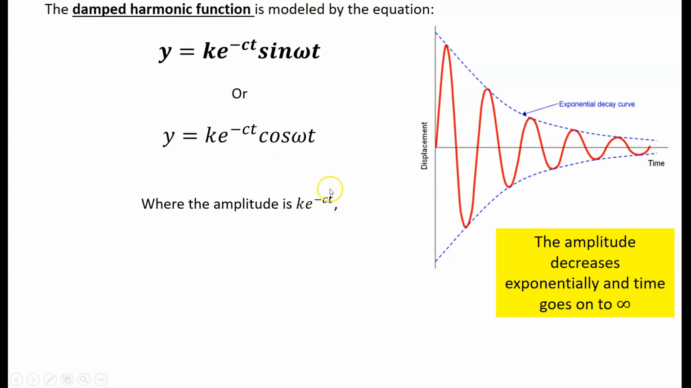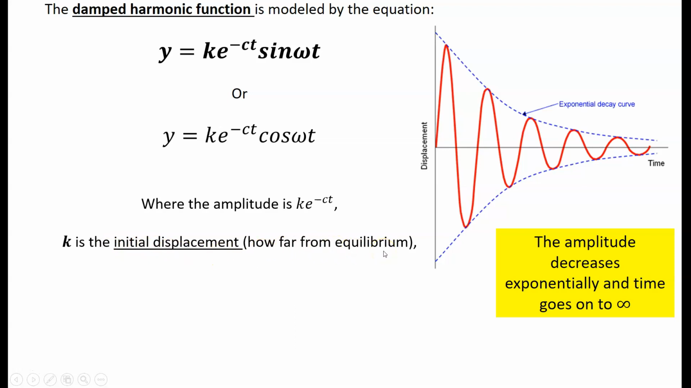So the amplitude, of course, is going to be controlled by this. And you say, well, is it a function? Is there a variable? Yes, the variable is time, which in this case is that t. Again, k is just going to be a number. Negative c, well, that's just a number. But that t right there, that's your variable, that's time. K is referred to as the initial displacement. K is the initial displacement, how far from equilibrium.